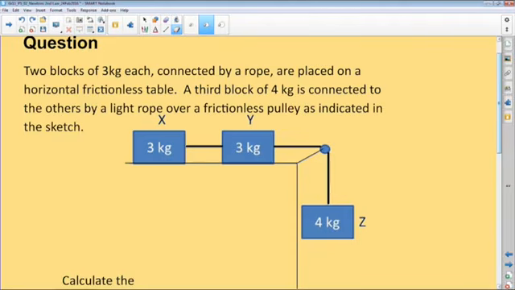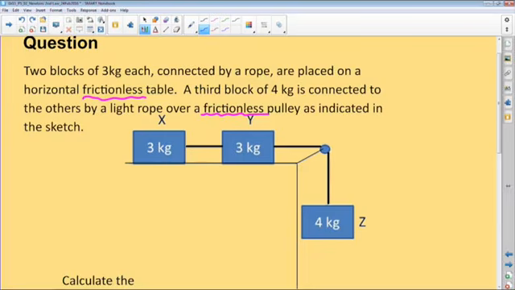Two blocks of 3 kilograms each, connected by a rope, are placed on a horizontal frictionless table. That is good news already, that it is frictionless. A third block of 4 kilograms is connected to the others by a light rope over a frictionless pulley. Okay, so frictionless in both cases. So what do we have?